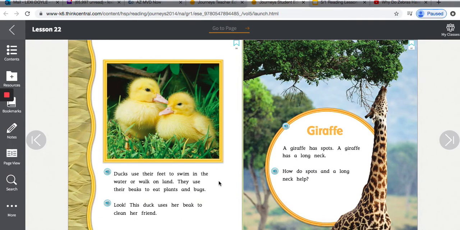A giraffe has spots. A giraffe has a long neck. How do spots and a long neck help? Again, turn and talk. How do spots and a long neck help the giraffe?